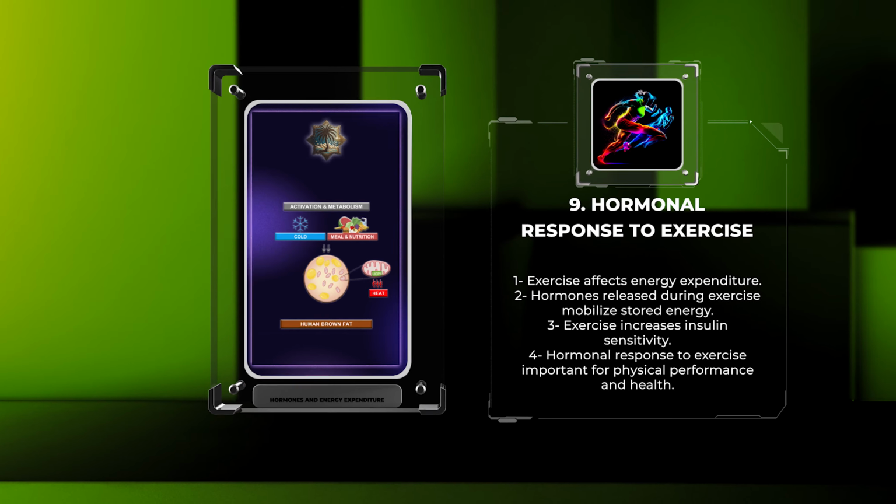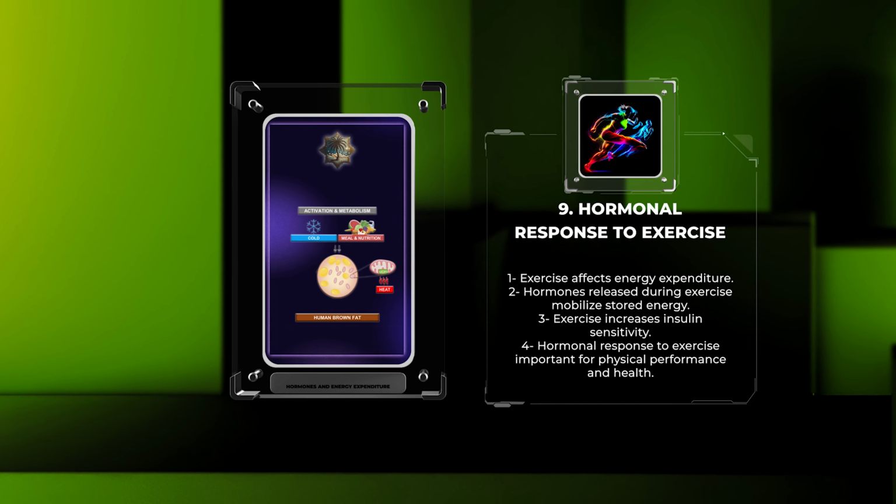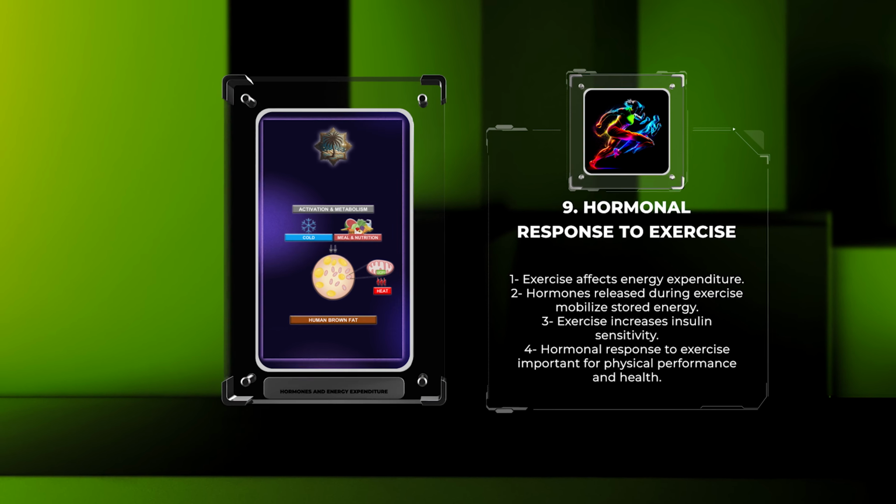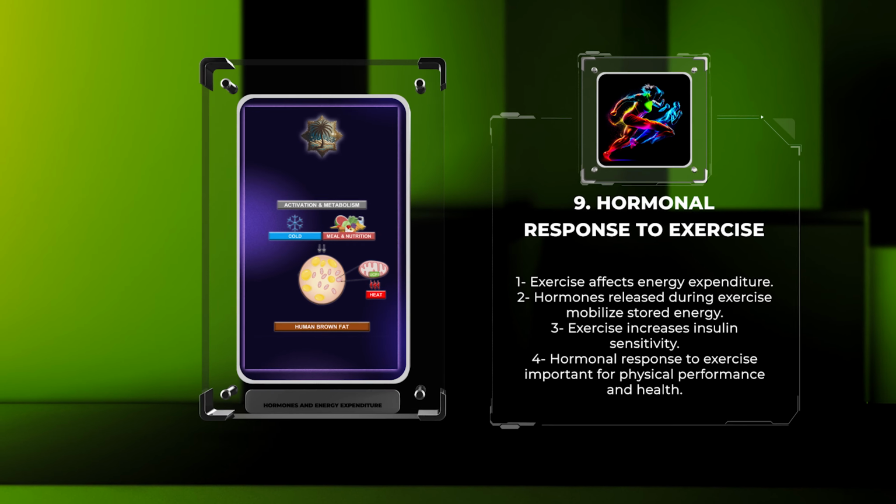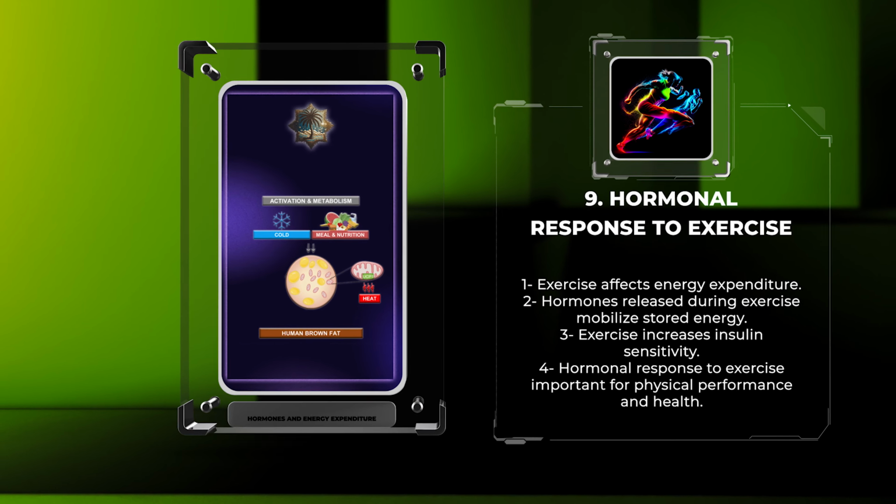Exercise has profound effects on energy expenditure, and hormones play a crucial role in mediating these responses. Exercise stimulates the release of hormones such as adrenaline and growth hormone, which mobilize stored energy and promote muscle adaptation. Additionally, exercise increases insulin sensitivity, allowing for better glucose uptake by muscle cells. Understanding the hormonal response to exercise is essential for optimizing physical performance and promoting overall health.